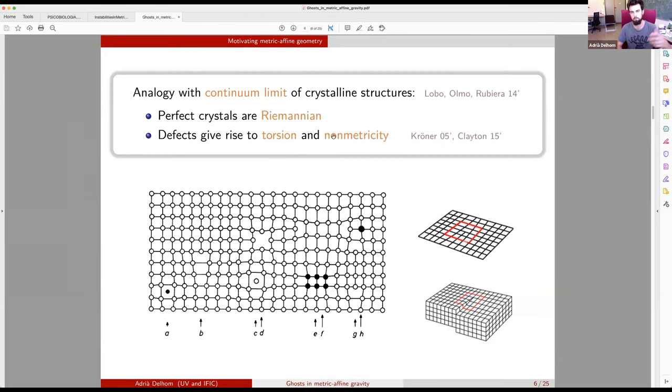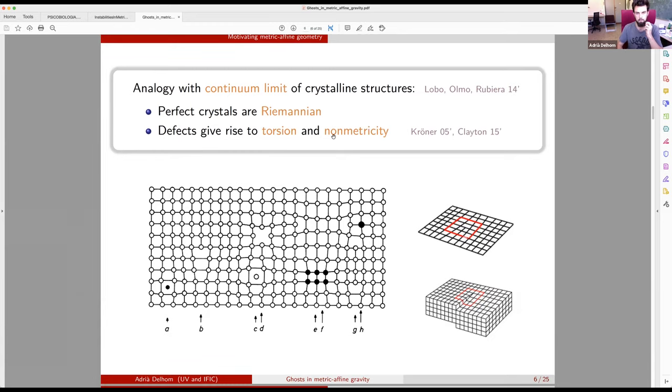Okay, so one could, in principle, naively or heuristically transport this analogy to some effective theory of a quantum spacetime, right? But there is nothing rigorous done in this direction yet, but it's an interesting idea that motivates us to study the effective metric-affine theories.